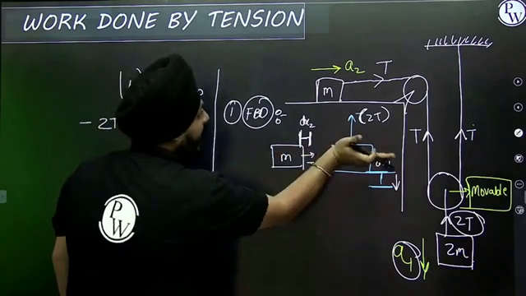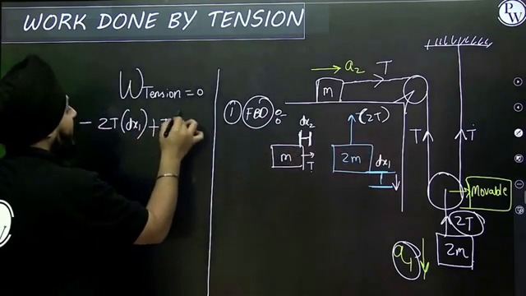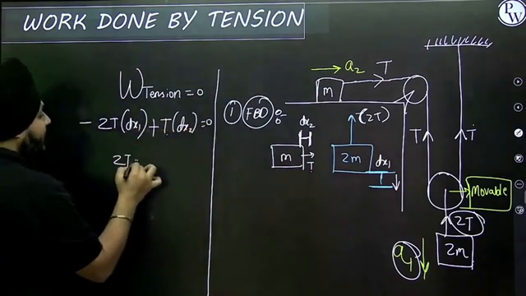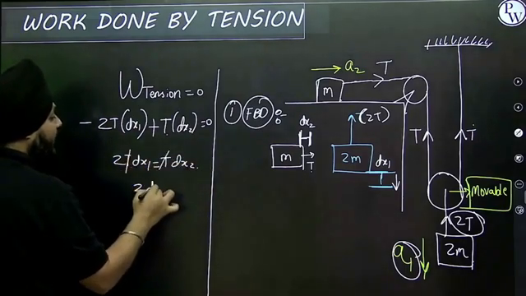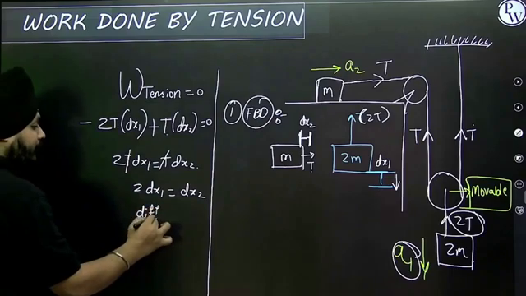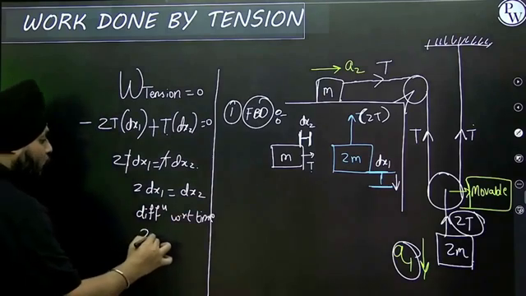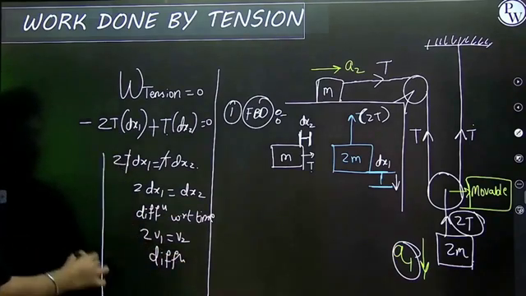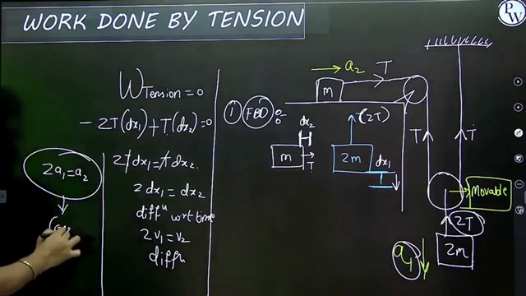Here T is in the right direction, and the displacement is in the right direction, so the work done is positive. T into dx2. The total is 0. Can I equate 2T dx1 is equal to T dx2? T is going to cancel. 2 dx1 is equal to dx2. Can I differentiate with respect to time? I will get 2 V1 is equal to V2. Differentiating again, I am getting the acceleration 2 A1 equal to A2. That is the constraint relation.